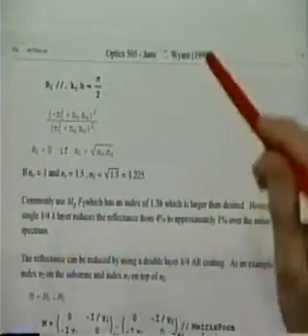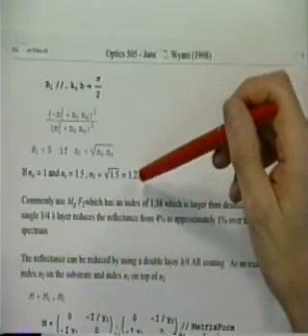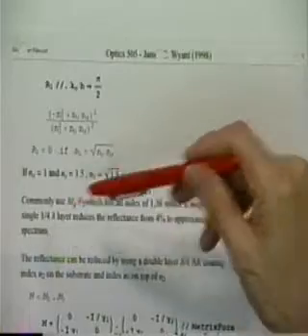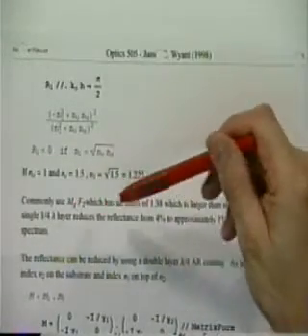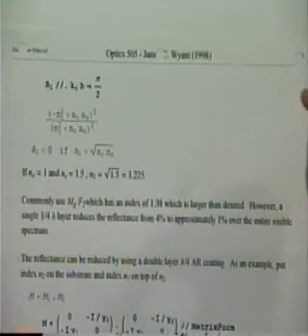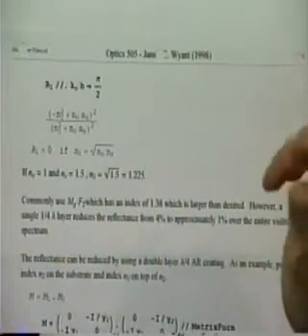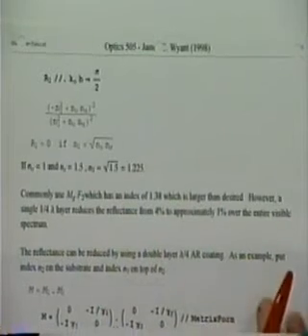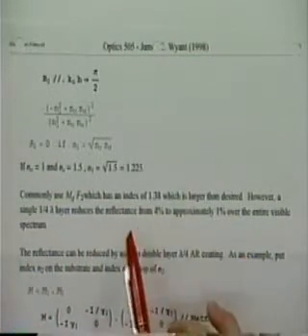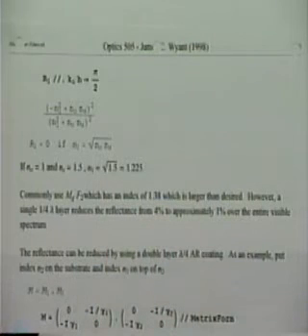Well, the problem is finding a material that has an index of 1.225. And what they often use is magnesium fluoride, which has an index of 1.38, which is a little larger than we want. However, if we use a single quarter wave layer of this, it will reduce the reflectance from 4% to about 1% over the entire visible spectrum. Okay, so any questions on that?